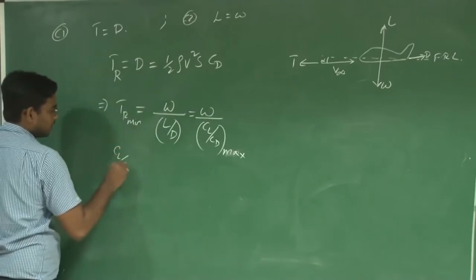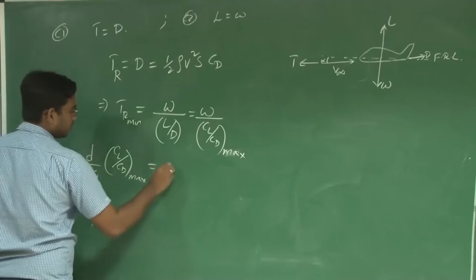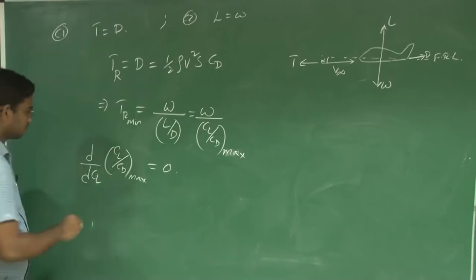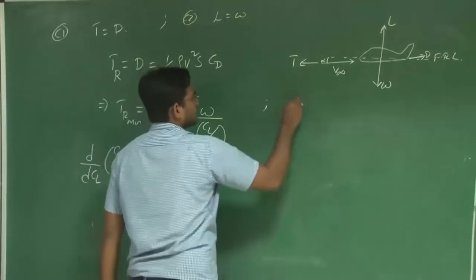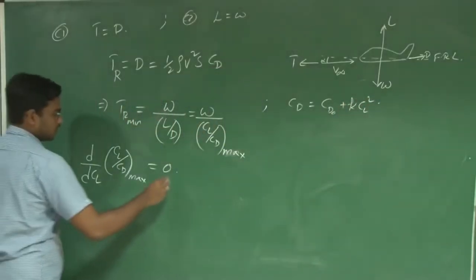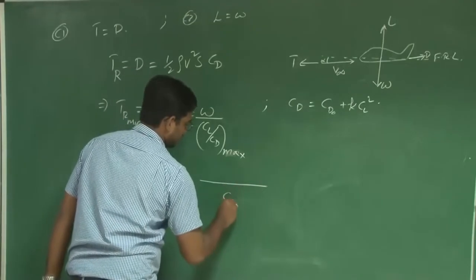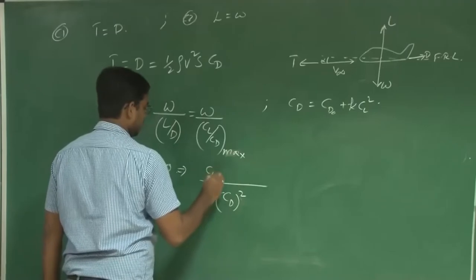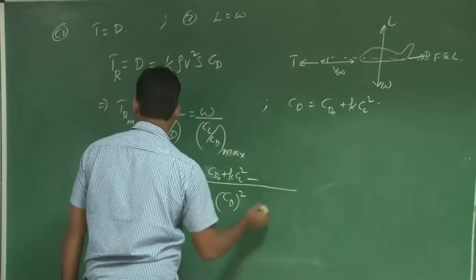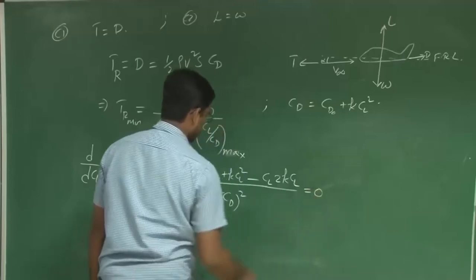So what is CL by CD maximum? How can you get it? Differentiate with respect to CL and equate it to 0. Why CL? Why not CD? CD is a function of CL, right? CL is the variable here. So, where CD is equal to CD naught plus K into CL square, this implies, CD square into CL, okay, into CD naught plus K CL square minus CL into 2K CL is equal to 0.